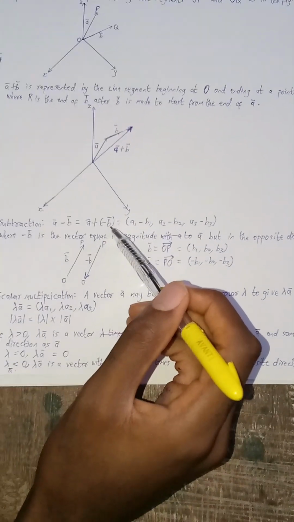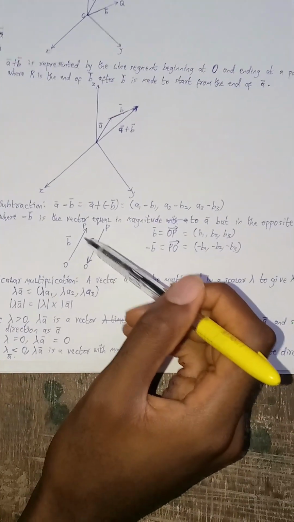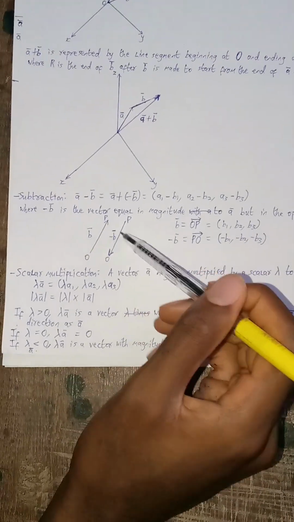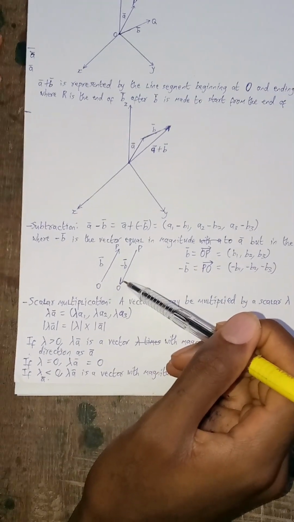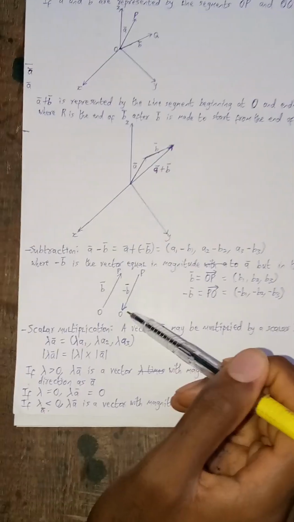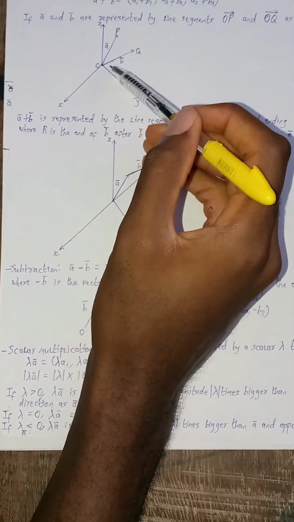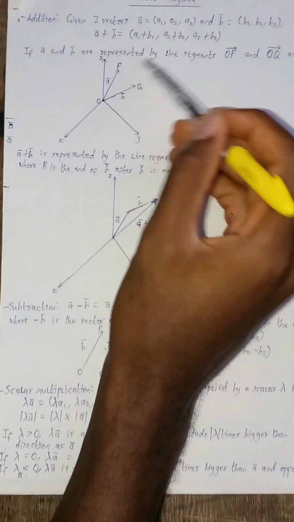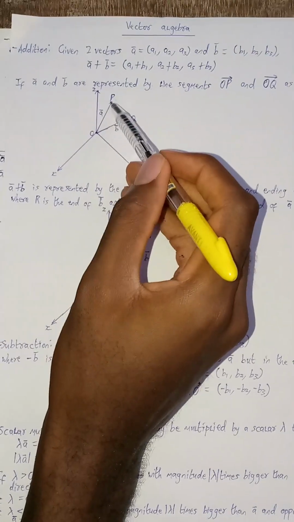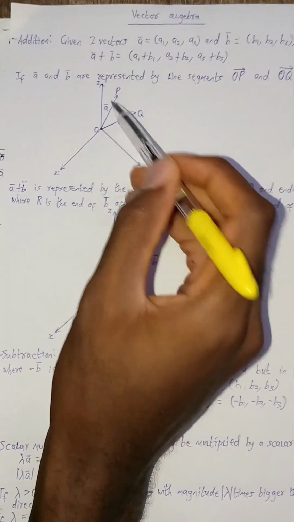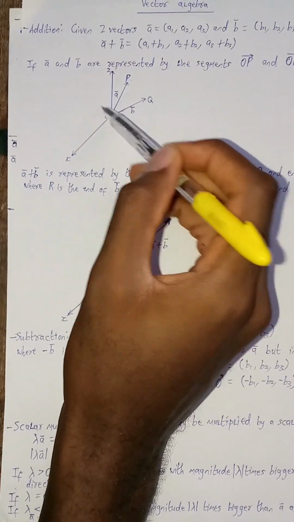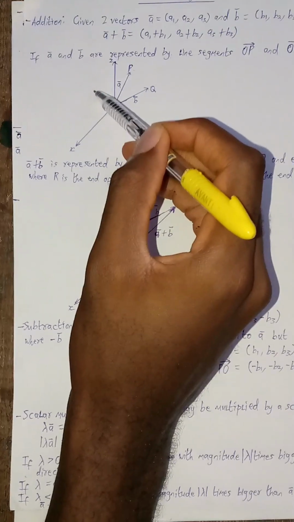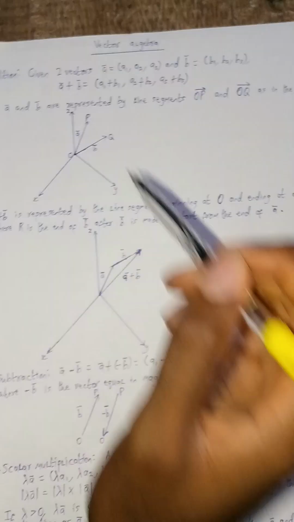Now minus B is a vector that has the same magnitude as B, but in the opposite direction. Because it's the opposite direction, instead of putting it like this, as we did for this one, we'll put it this way. It will be the same length, but this way. And then this will be our resultant vector. This will be our A minus B.